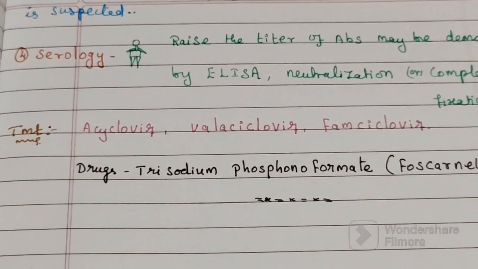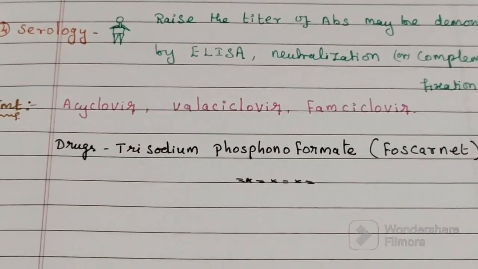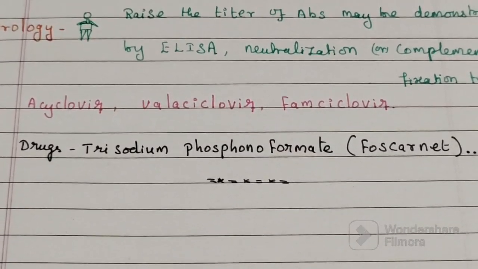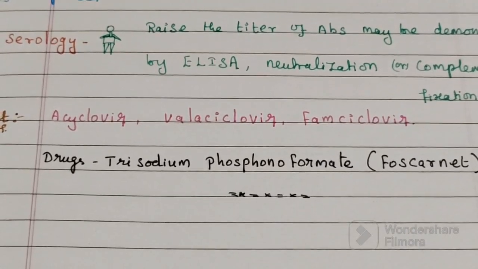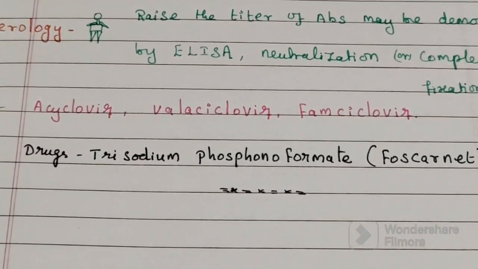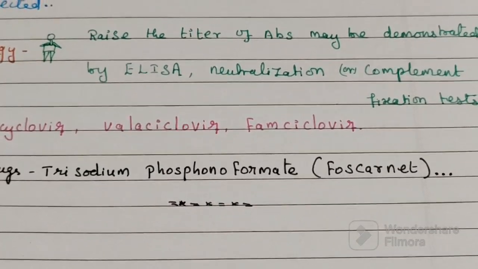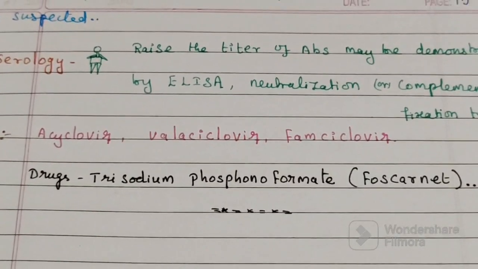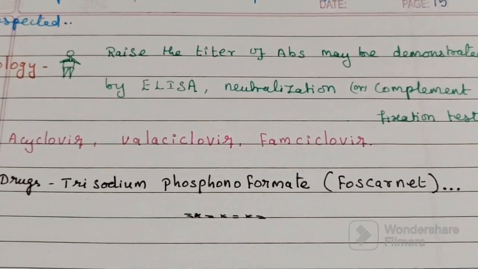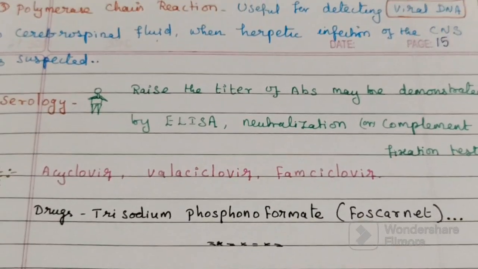Then what is the treatment? Acyclovir, valacyclovir, and famciclovir. These are the antiviral drugs available. Foscarnet is also available, trisodium phosphonoformate; the drug's name is foscarnet.